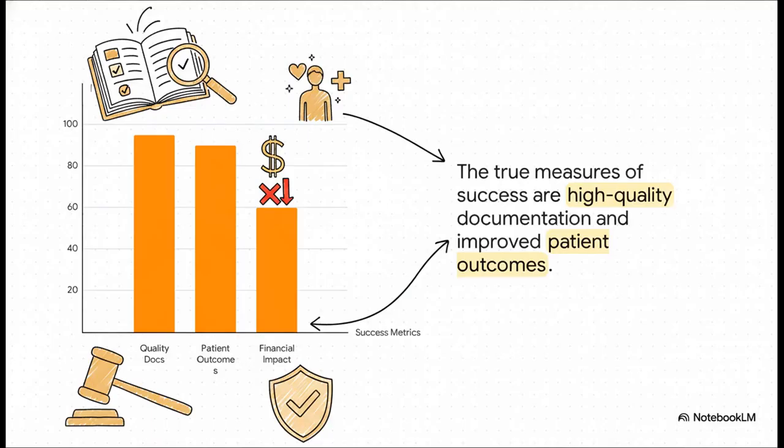So when we talk about success, what are we really measuring? A lot of people might think it's just about the money, but it's not. In fact, organizations that just focus on revenue often end up with the biggest penalties. The real goals, the true measures of a successful program, are quality documentation and better patient outcomes. The financial impact? Well, that's a positive side effect, not the primary driver.